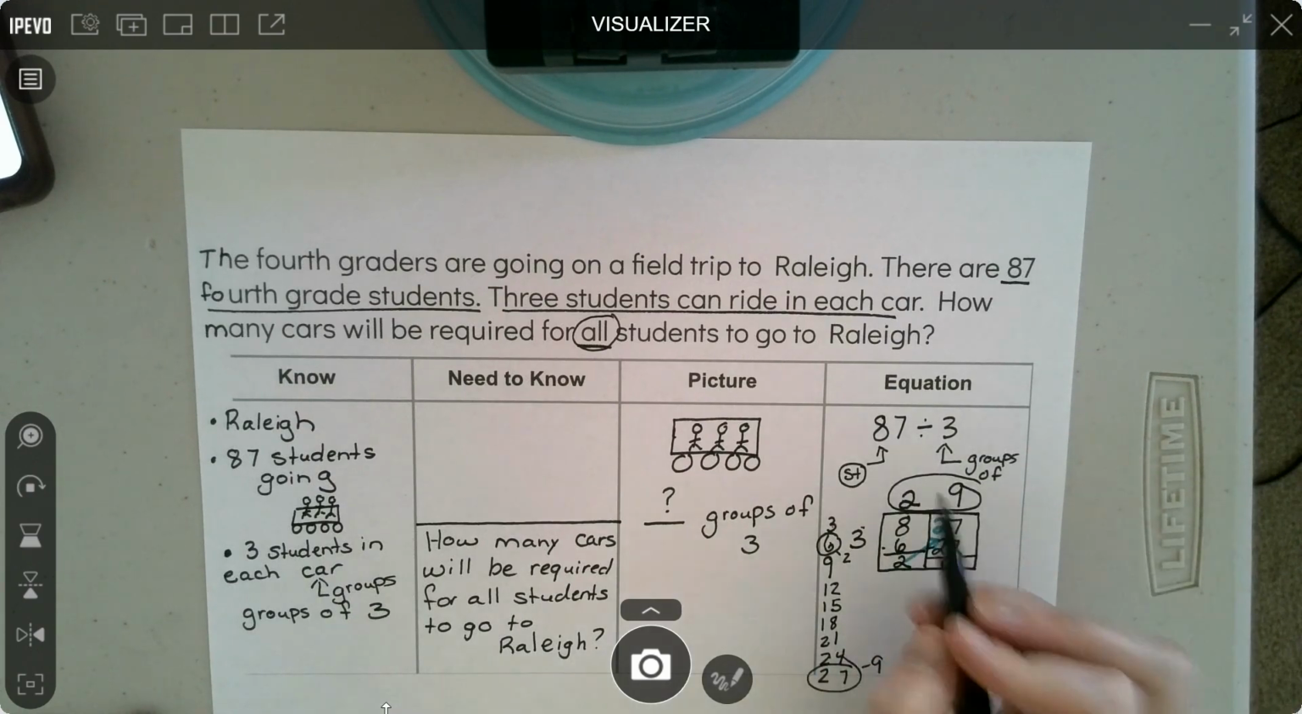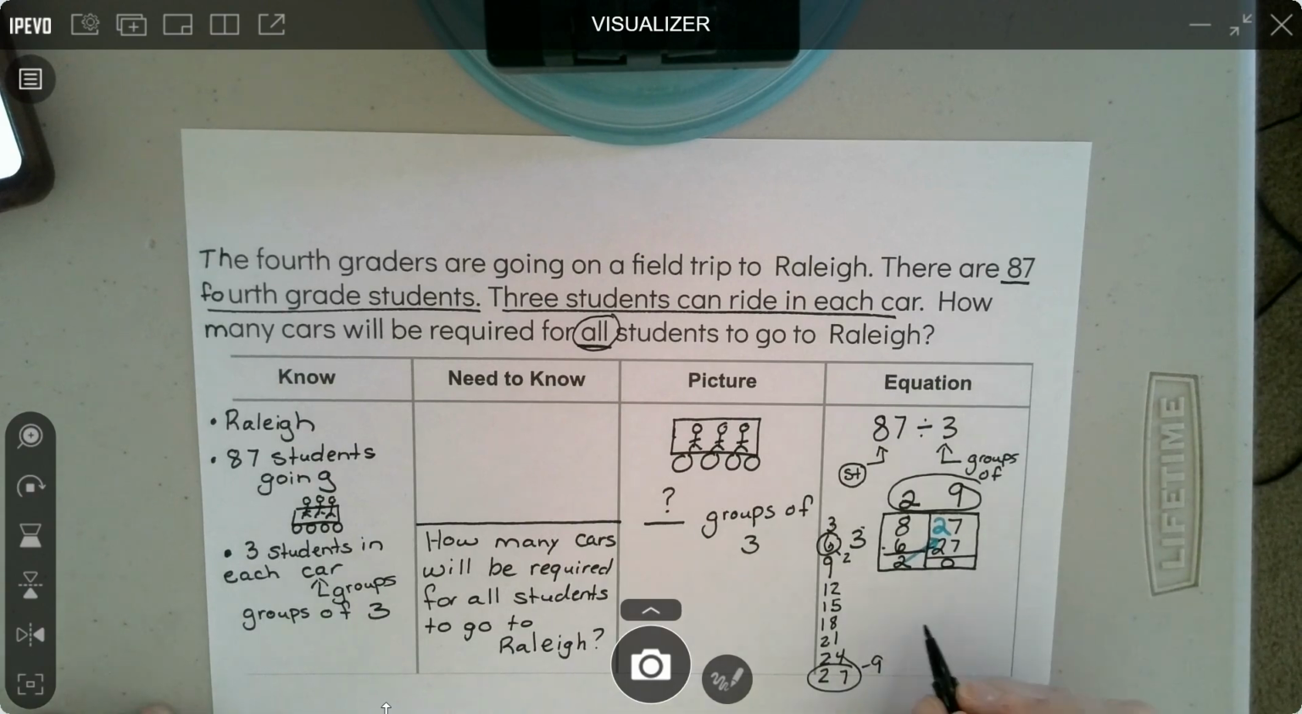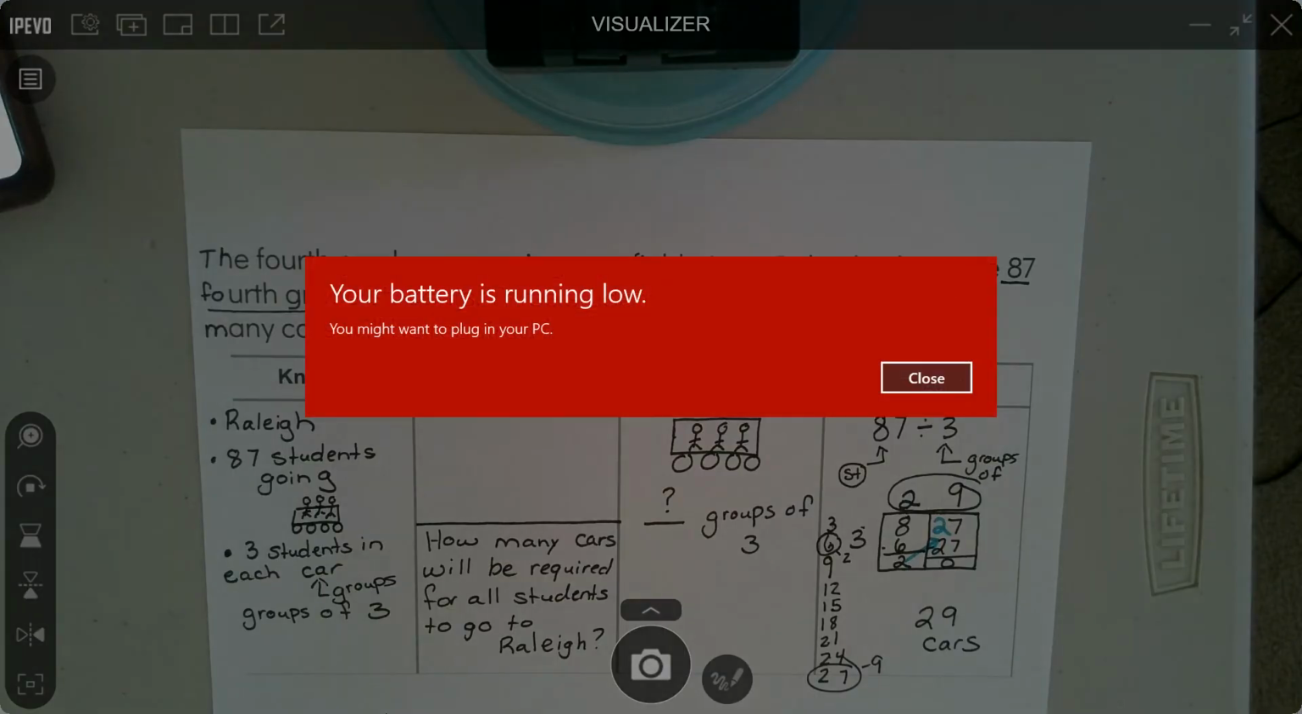So how many cars do they need? They need 29 cars to take all of those fourth graders to Raleigh.